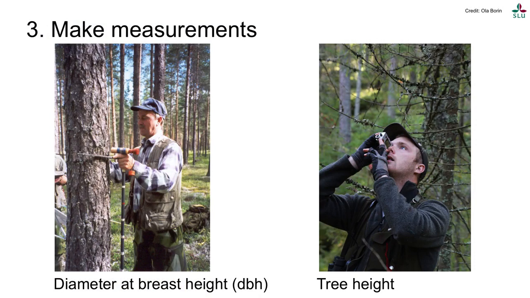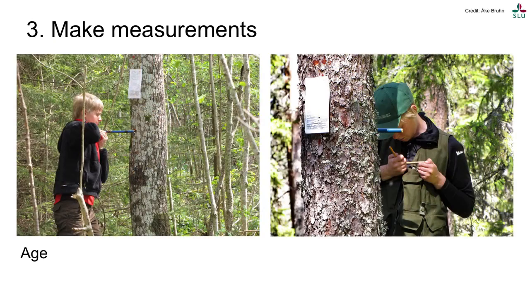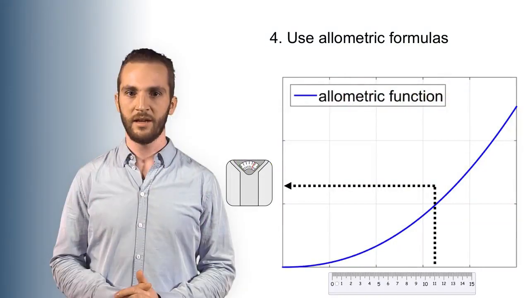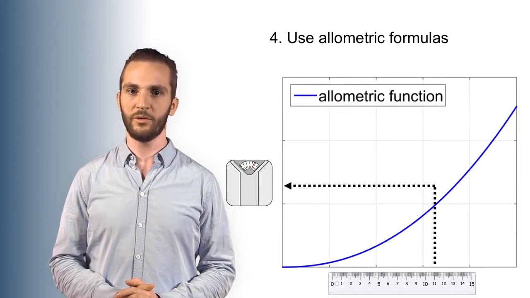For the trees chosen for sampling, a number of parameters are measured. The easiest parameters to measure are diameter at breast height, DBH, and species. Many automatic calipers also have a positioning system like GPS for easy determination of tree positions. Also, tree height can be measured relatively easily. The measurement of tree age is more tricky, as it requires taking a sample from the stem and counting the rings. Once the measurements are done, allometric formulas can be used to estimate parameters which have not been measured.